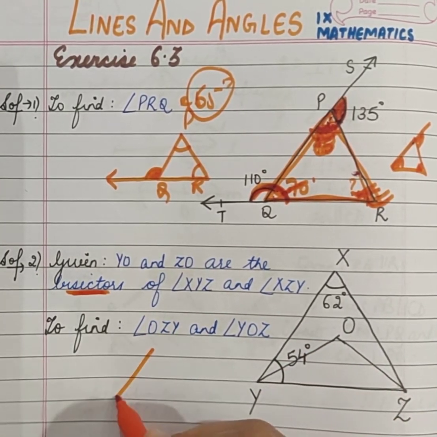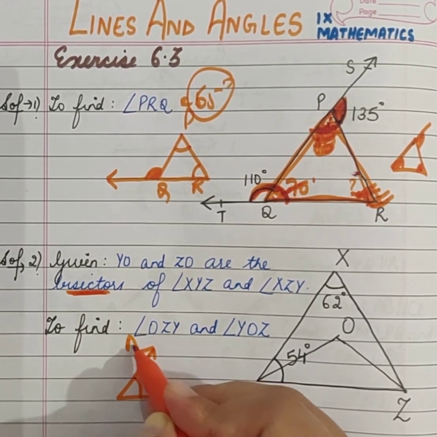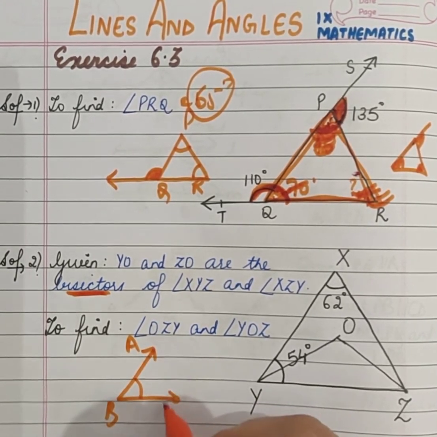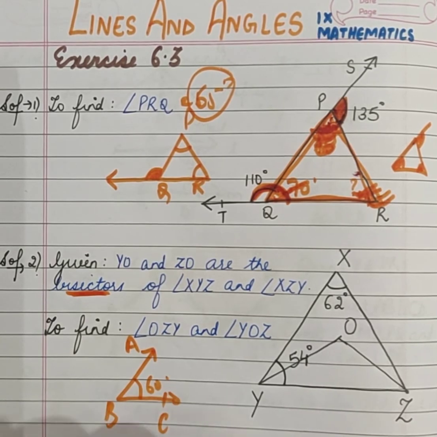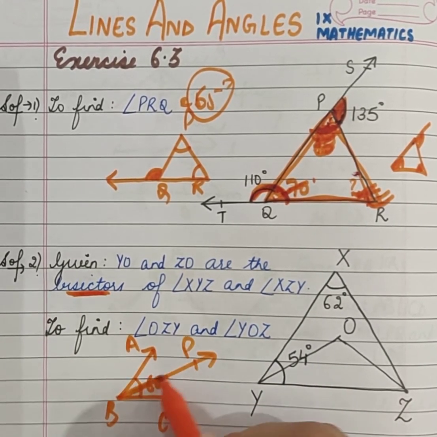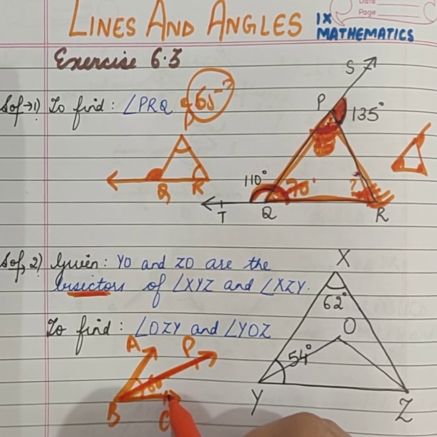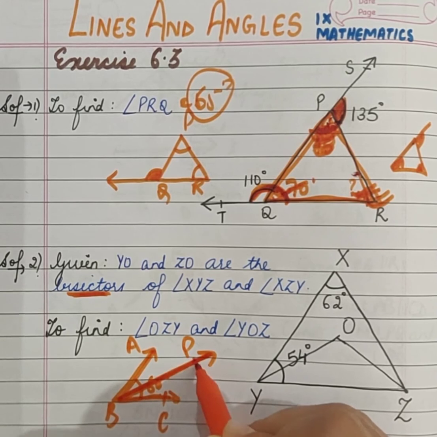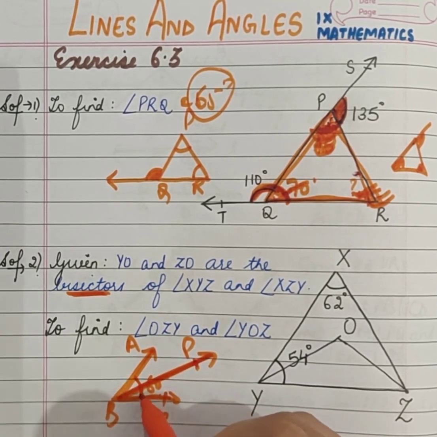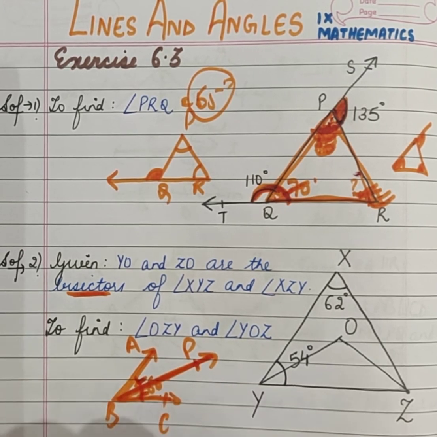Suppose I have this angle ABC. Suppose this is 60 degrees. BP is the bisector of angle ABC. It means, what is the role of bisector? It will divide this angle into two equal parts. That means this will be 30 and this will also be 30.